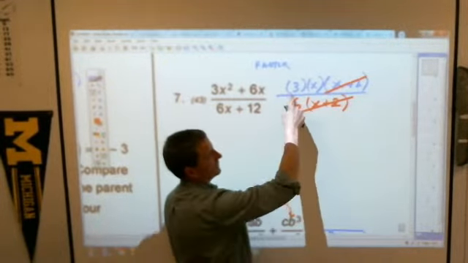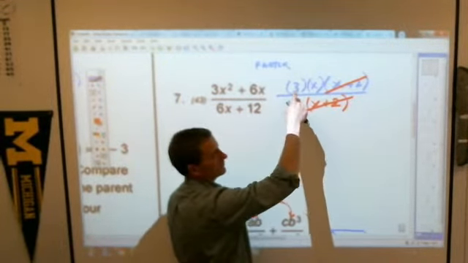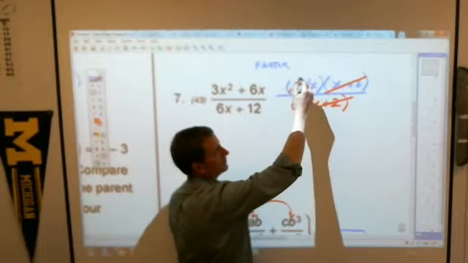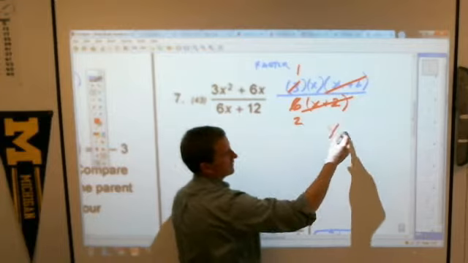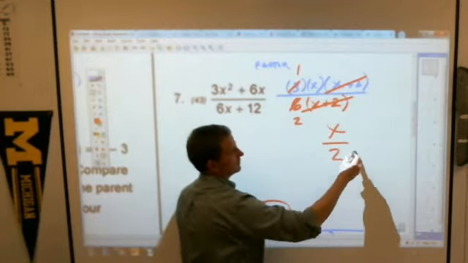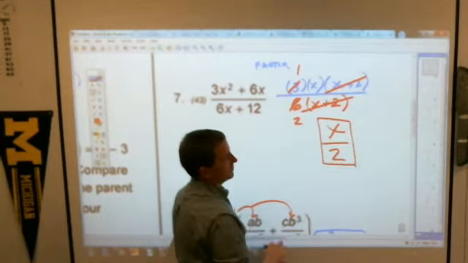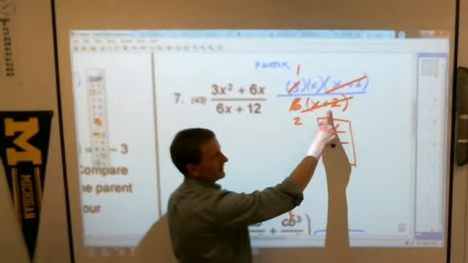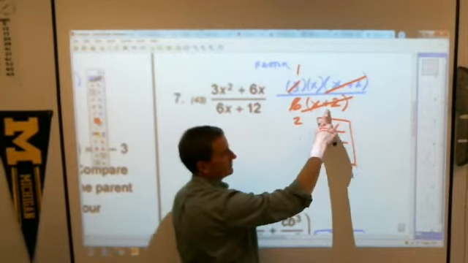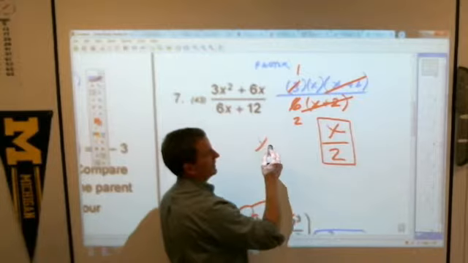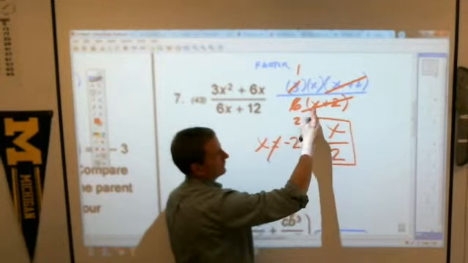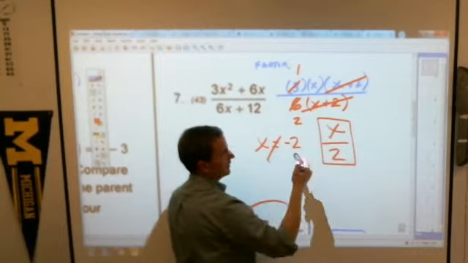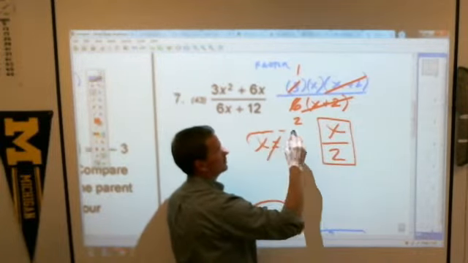And you must also understand that the 3 and the 6 can also be reduced. 3 goes into 3 once, into 6 twice. So you're left with just an x on top and just a 2 on the bottom. And then, because of this, it said state the excluded value. You can't get a 0 on the bottom of the fraction, so it said x could not equal a negative 2. Because if you put a negative 2 in there, you get a 0 on the bottom, hence rendering everything virtually ineffective.